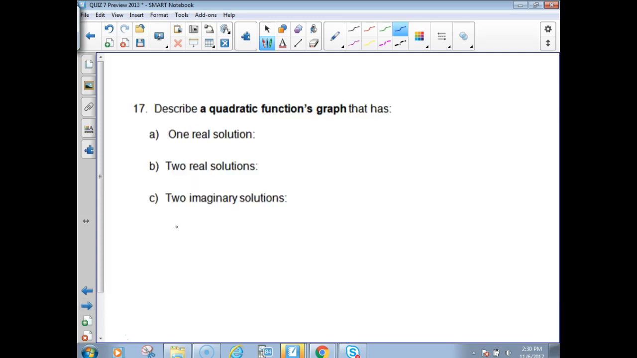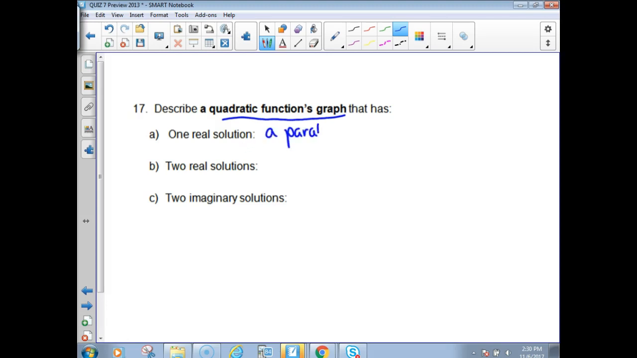Alrighty, describe a quadratic function graph that has one real solution. Somebody's on the right track. So maybe you started off with a perfect square trinomial, is what I was thinking I heard. What does that mean? Okay, so what would this particular graph look like if it has only one point? And what point is that point?